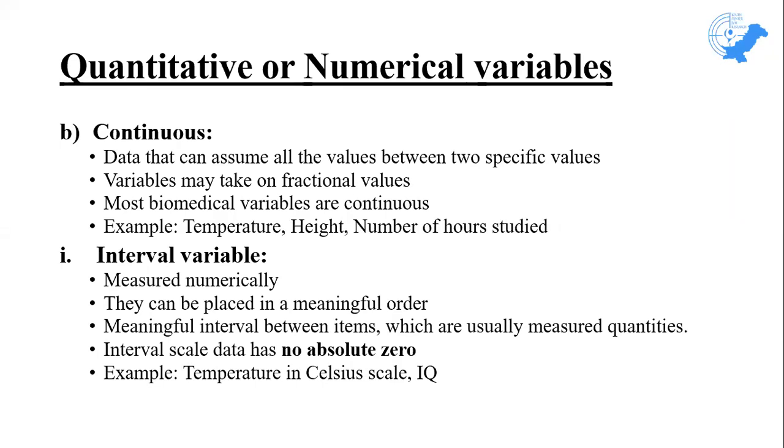Interval scales have no absolute zero. For example, temperature in Celsius scale and IQ. So the IQ of a person can never be zero, or the temperature in the Celsius scale can never be zero. So they don't have an absolute zero.